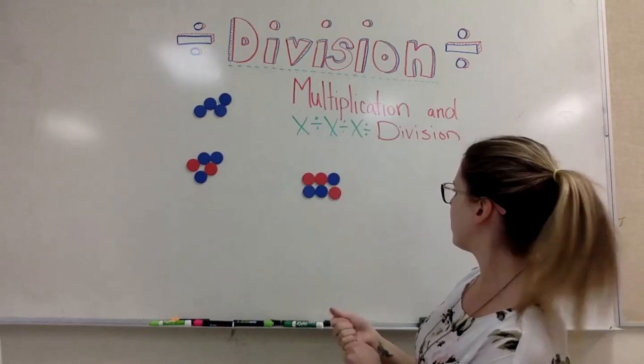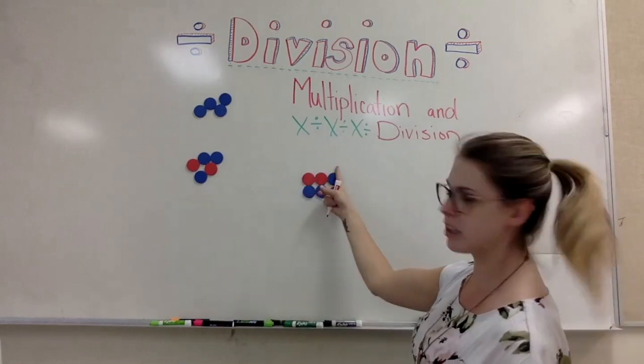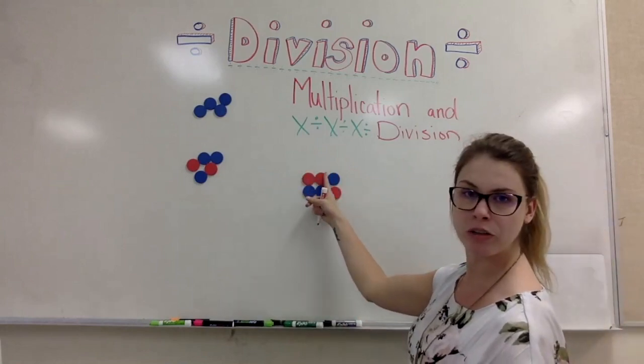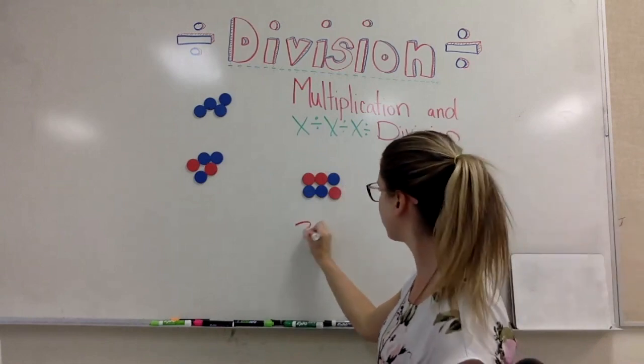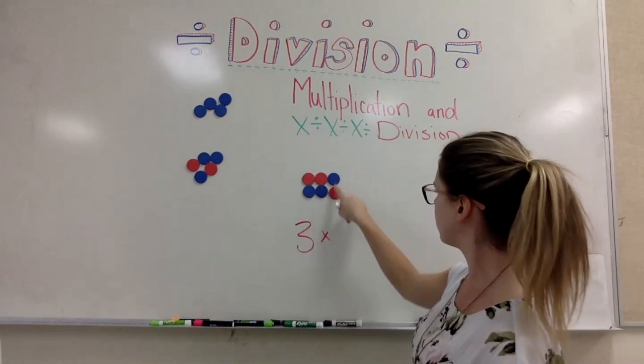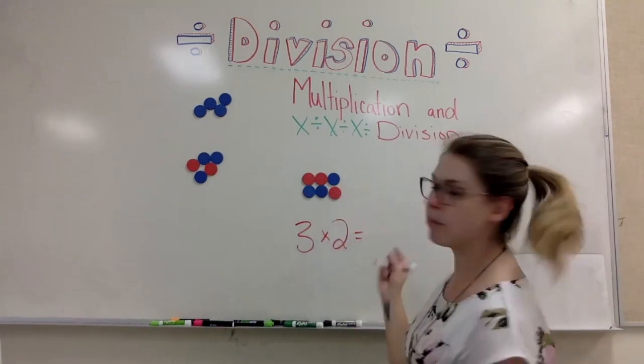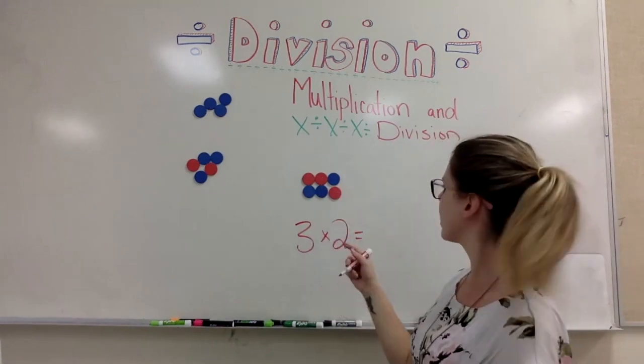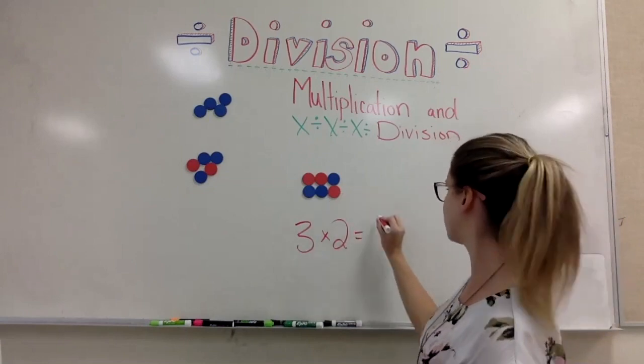So I have how many columns? 1, 2, 3. So I have 3 groups. And how many are in my groups? 1, 2. Times 2. How many circles do I have altogether? My big altogether number is 6. Good.